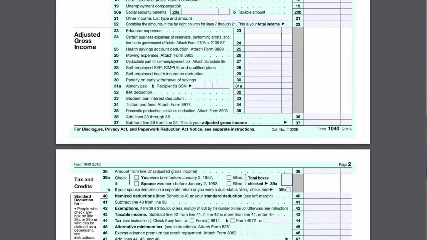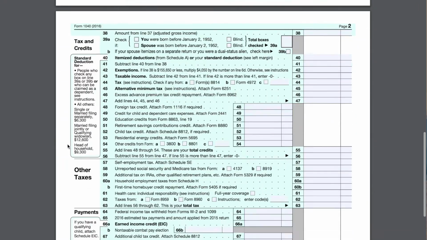And then the domestic production activities deduction, or the DPAD, which would be a deduction that you may take if you're a Schedule C filer and you meet the requirements for that. And so those are deductions for AGI. You can see line 36 is a summation of all of your deductions, and then that line is subtracted from your income to get your AGI, or adjusted gross income, which is line 37.